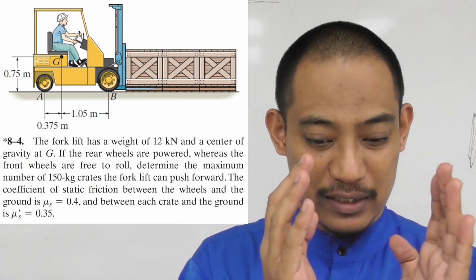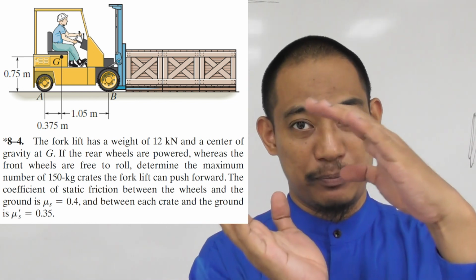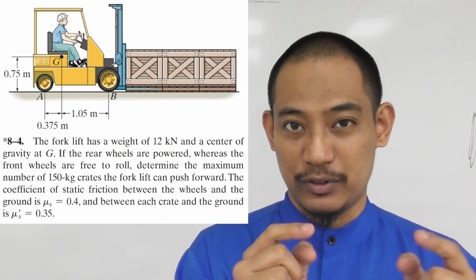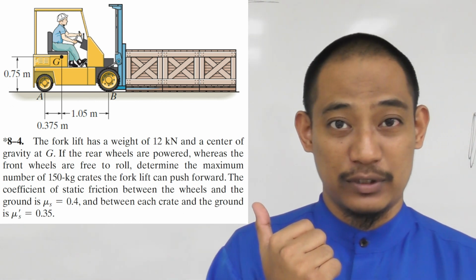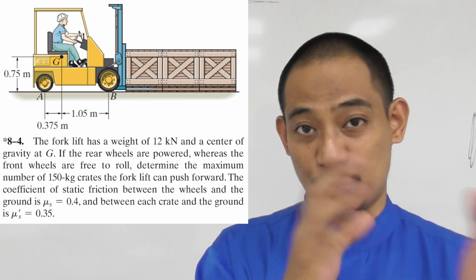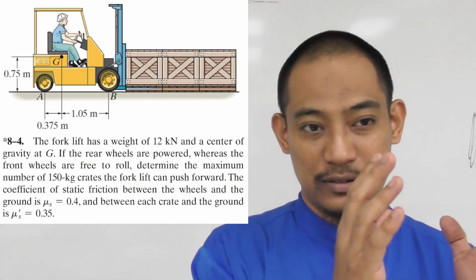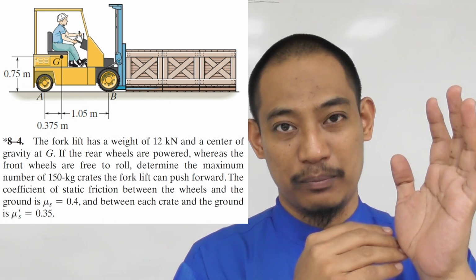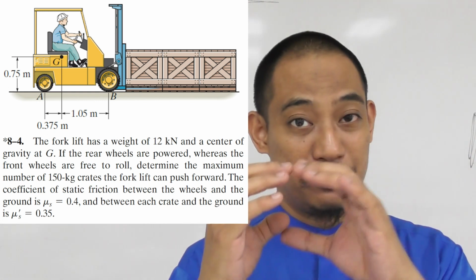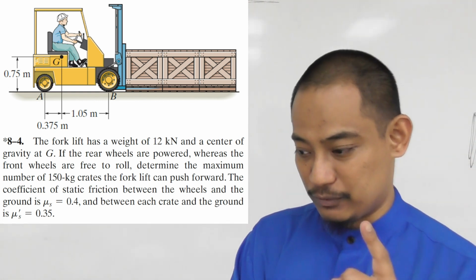Because if there's any block that is possible to tip over, the dimension must be given, because you have to consider the moment, right? In this case, there's no dimension given for the crate, hence there's no tipping possible, hence it's just about pushing it against the friction for that block or crate to slip, right? So that's the one information.